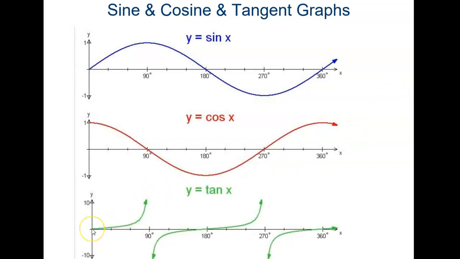Tangent also starts at the origin, just like sine, right? But it comes up to 1, and it comes up right at 90. See that?